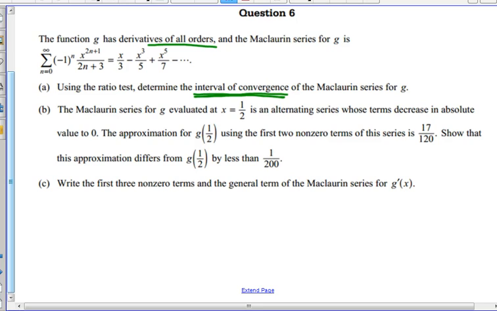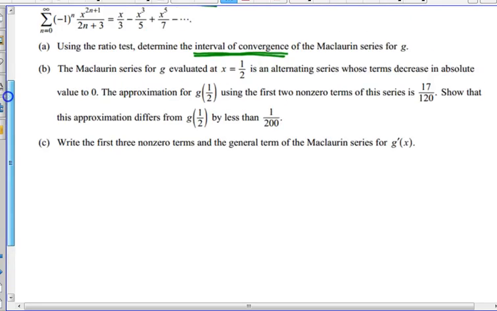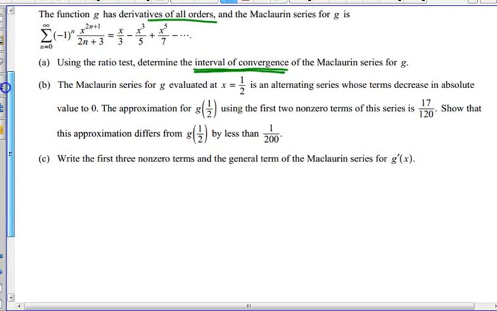B and C don't depend on A at all. So we'd be okay just jumping right away. It depends a little bit, but nothing that's significant for us. So let's jump right to part B. I'm just going to scroll this a little bit further, and let's jump right to part B. All right, so we've got this.